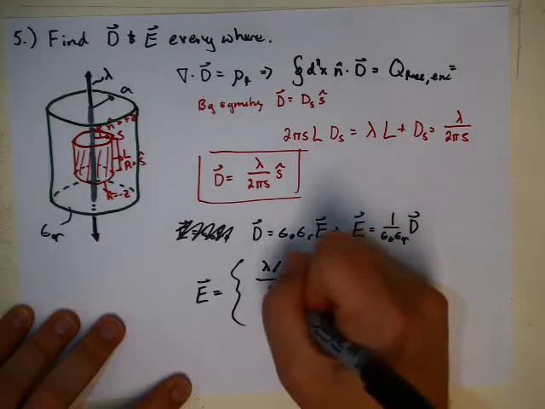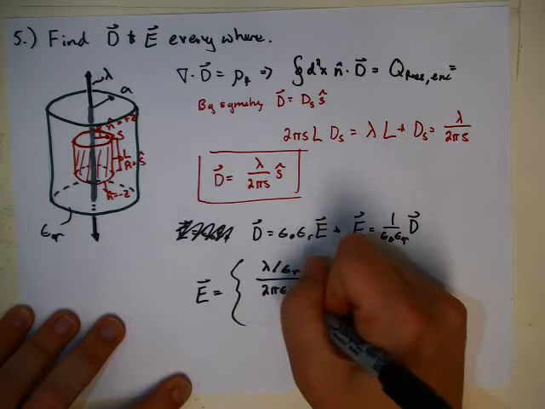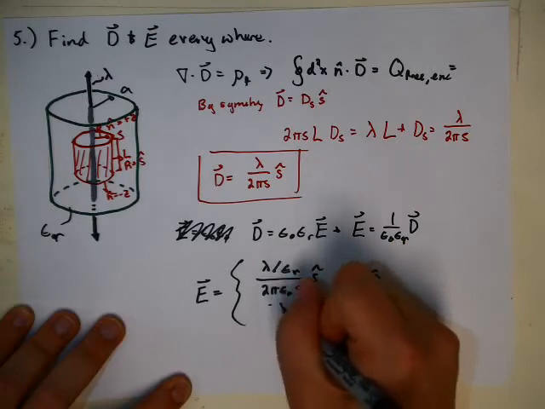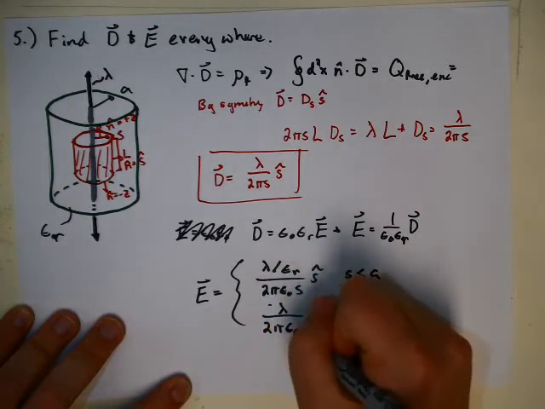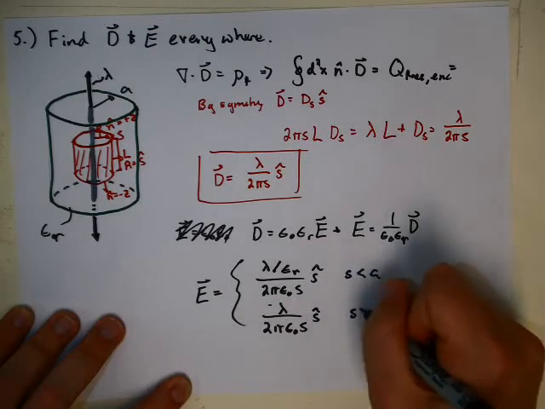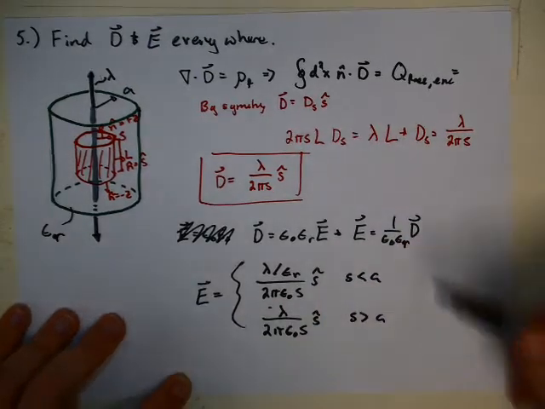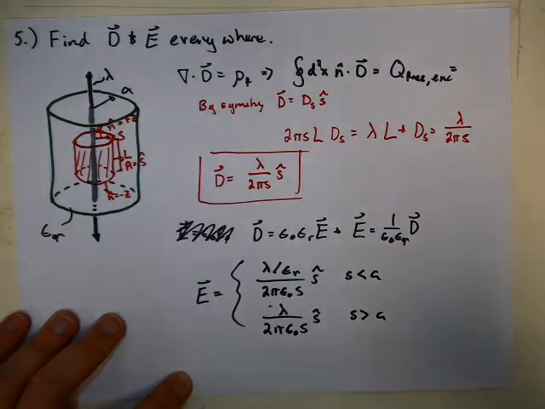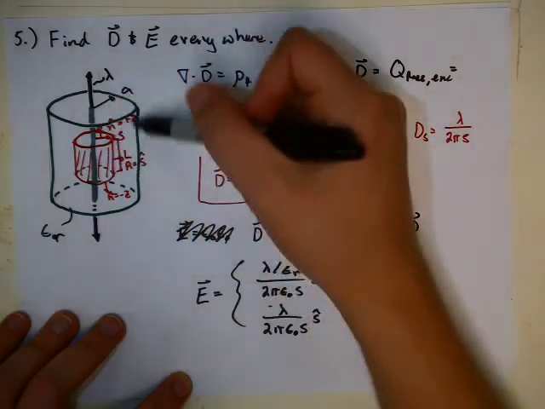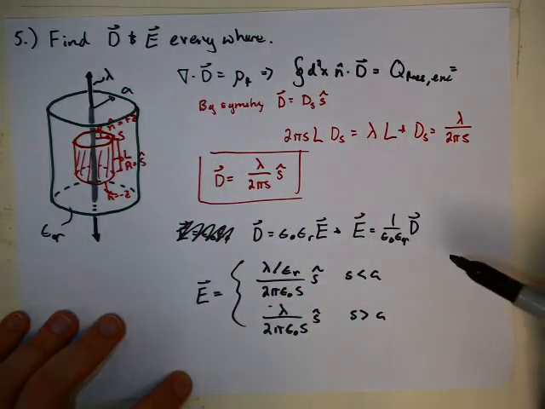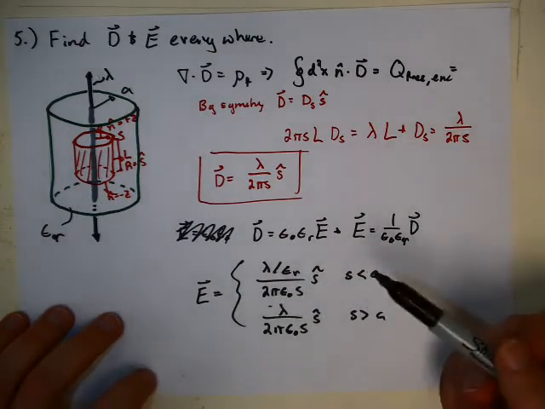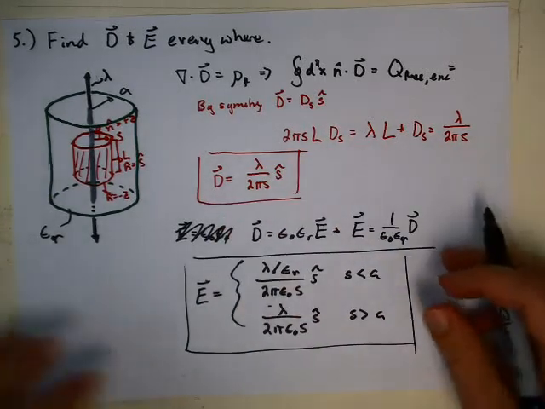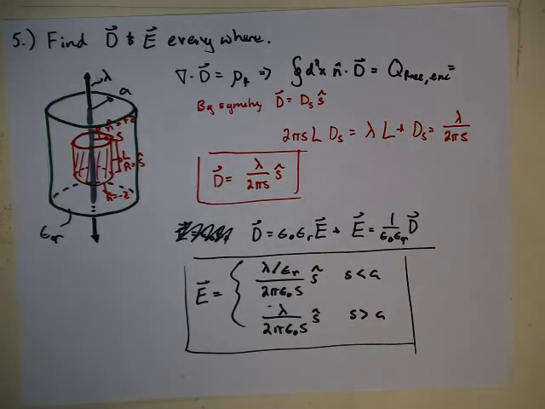I like writing it like this: lambda over 2 pi epsilon naught epsilon r s hat for s less than a, and lambda over 2 pi epsilon naught s s hat for s greater than a. What it shows us is that it's effectively having a smaller charge density, smaller by a factor of epsilon r, when I'm inside the dielectric. That's kind of a neat effect. That's the screening of this linear charge density. And that is the electric field everywhere. So that is the solution for problem 5.